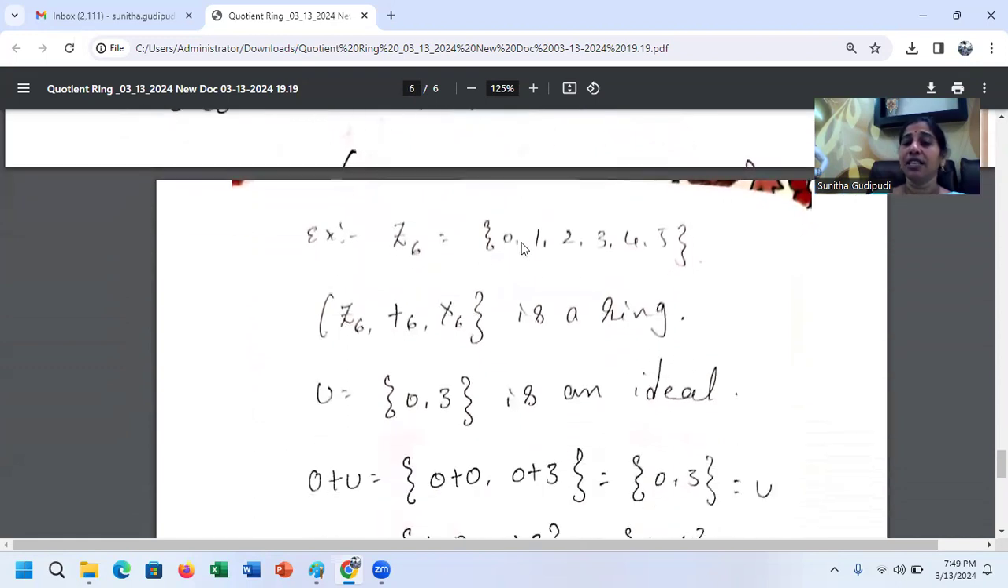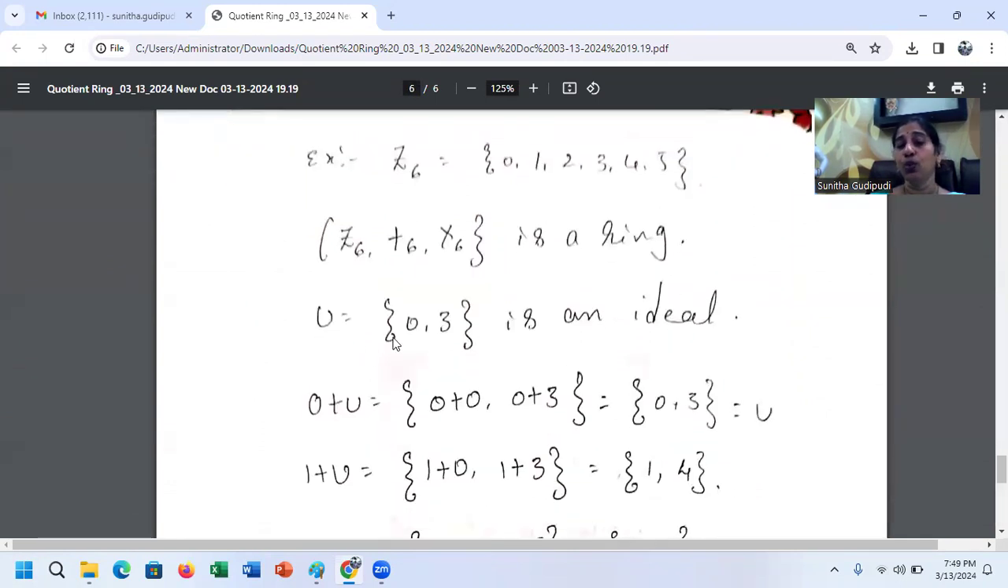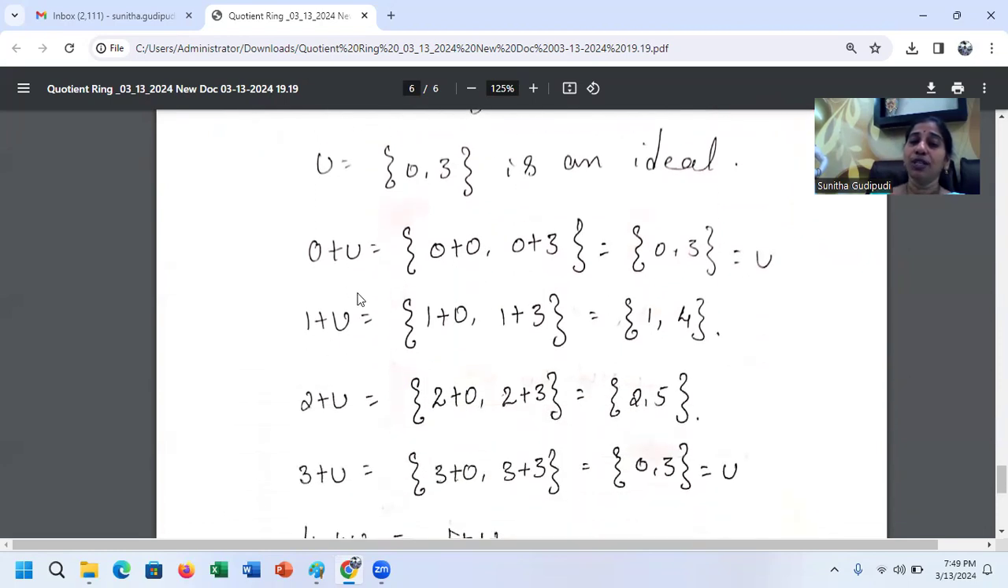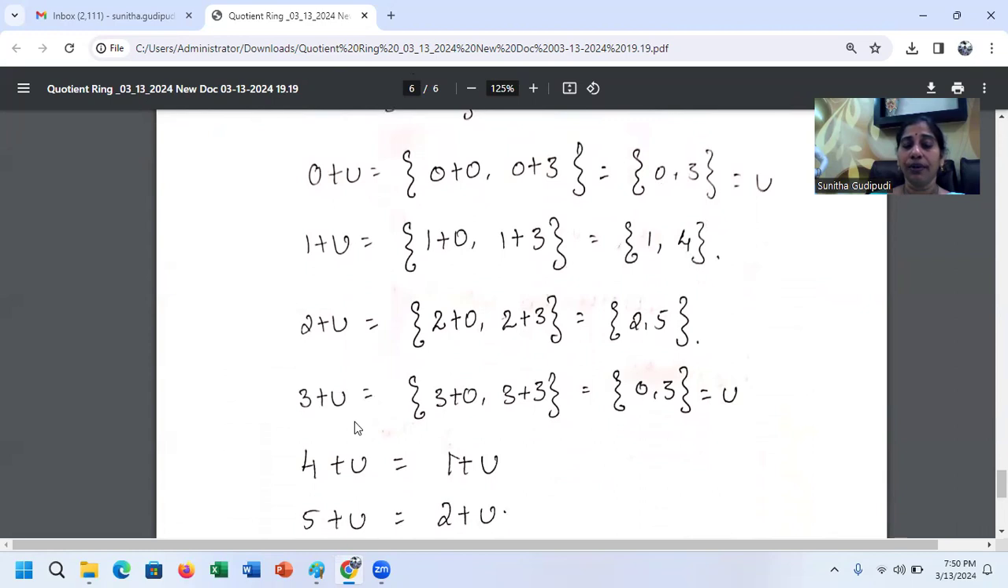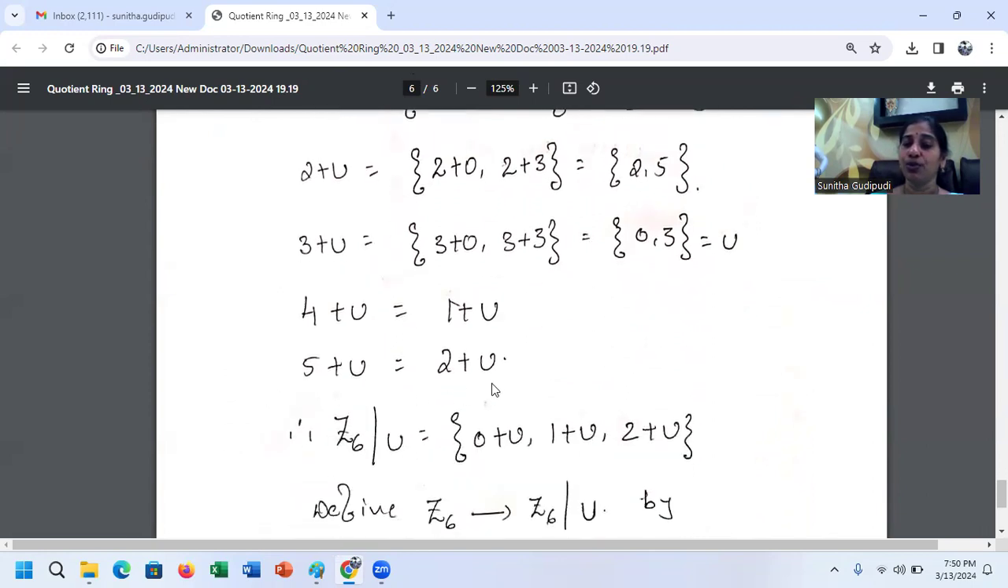Have a look at this particular example. Z6 consisting of 0, 1, 2, 3, 4, 5. We know that Z6 under addition mod 6 and multiplication mod 6 is a ring. And we know that U consisting of the elements 0, 3 is an ideal. So 0+U, let us check what it gives you: nothing but {0, 3}, which is our U. 1+U consists of two elements, 1, 4. 2+U is {2, 5}. 3+U is nothing but U. 4+U is 1+U. 5+U is 2+U.